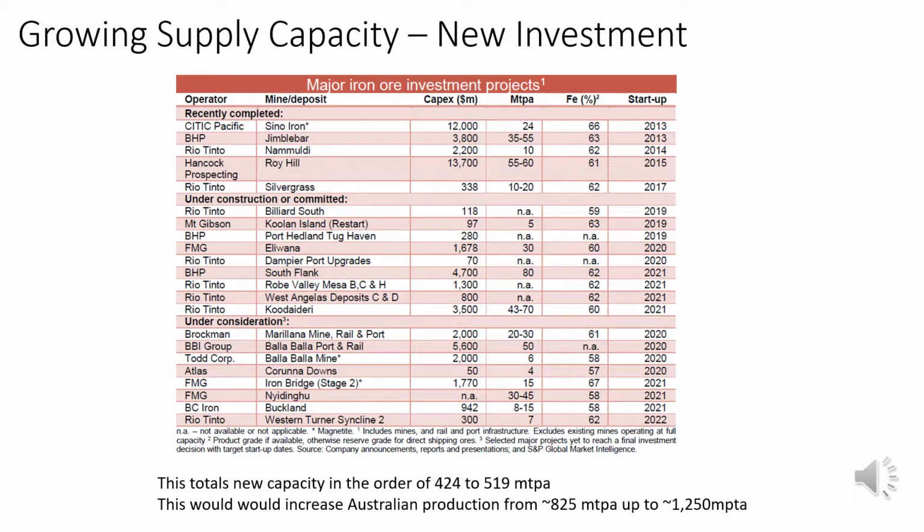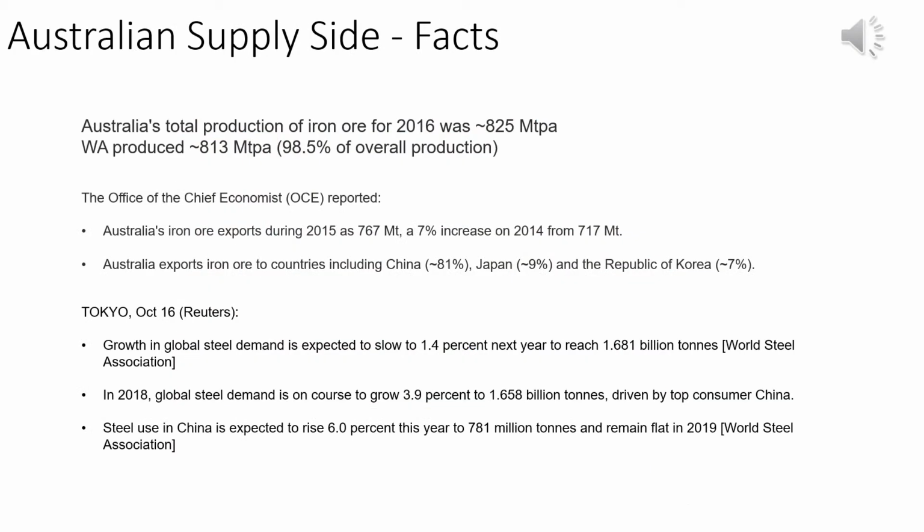This slide presents the growing supply capacity of Australian production and the significant growth investments being made. These investments should lift the Australian supply capacity from 825 million tonnes per annum up to circa 1.25 billion tonnes per annum. A few quick facts.